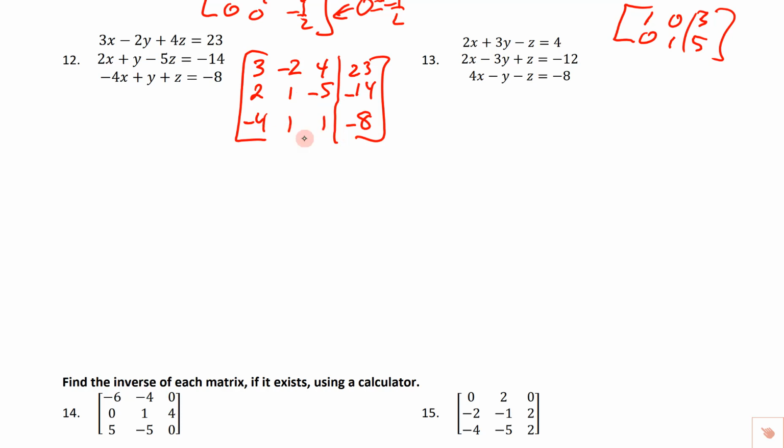Okay, I think we're okay there. And then on this one, let's write down what we've got here. I've got a 2, 3, -1, and a 4, a 2, a -3, a +1, and a -12. And then we've got a 4, a -1, a -1, and a -8. And I'll make sure that I've got that right. Okay, looks like we've got it pretty good there.